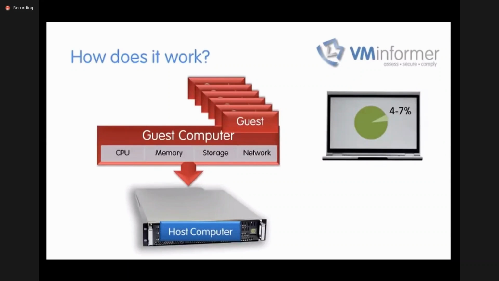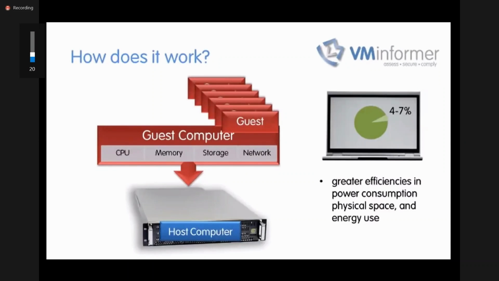By virtualizing these computers, you can get many guests onto one host. Immediately, you're going to get much greater efficiencies in power consumption, physical space, and energy use from cooling. Of course, you should need less people to look after that equipment. Now, when you need a new server, you don't need to buy new hardware. You can make a virtual one.